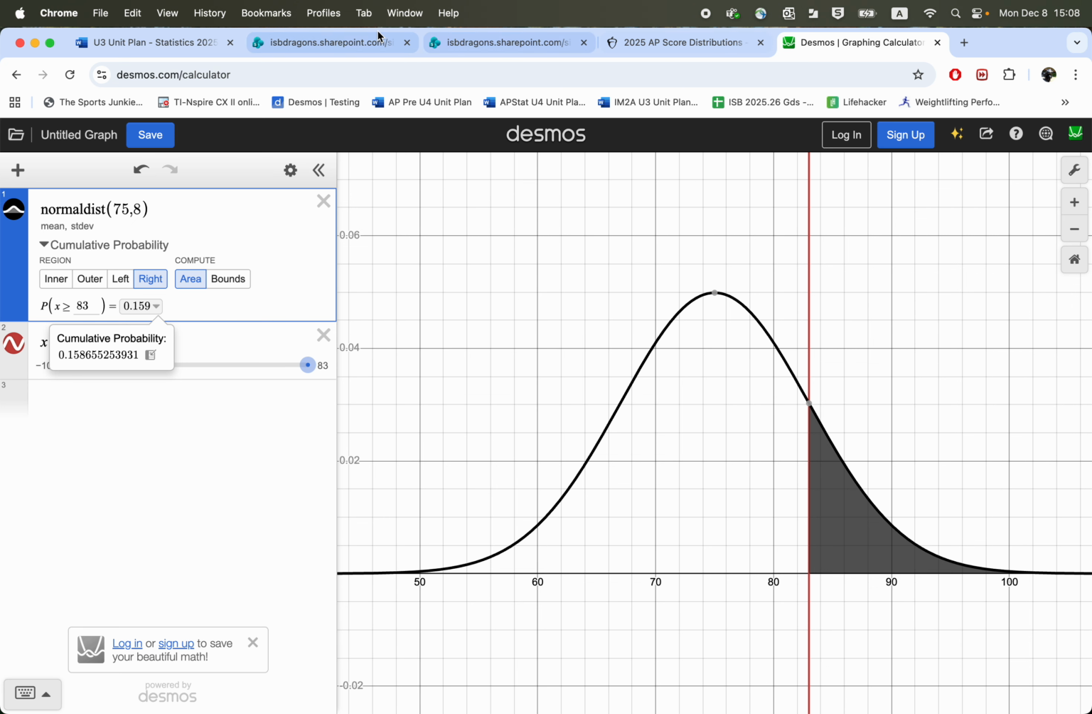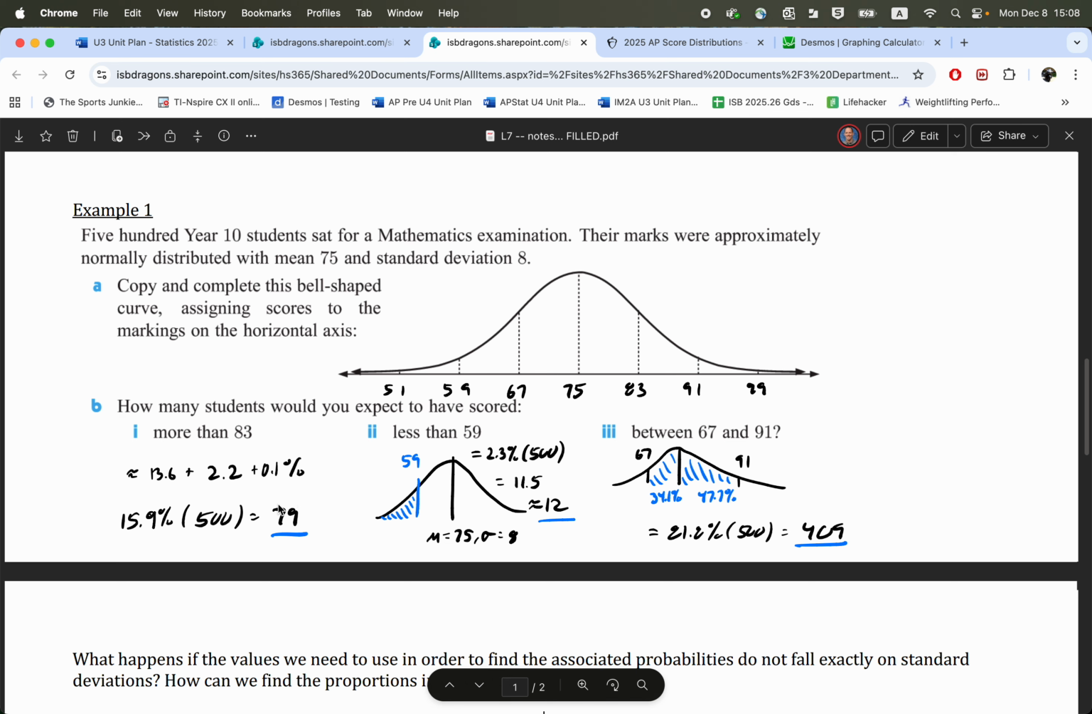Okay, so I can either write my answer as a percentage, and actually I've got to be a little bit careful. The question was asking how many students, so 0.159, which as a percentage is 15.9, I'm going to multiply that by my total number of students. That's 500, and that gives me 79. Okay, but the key thing here is to get this 15.9%, right?